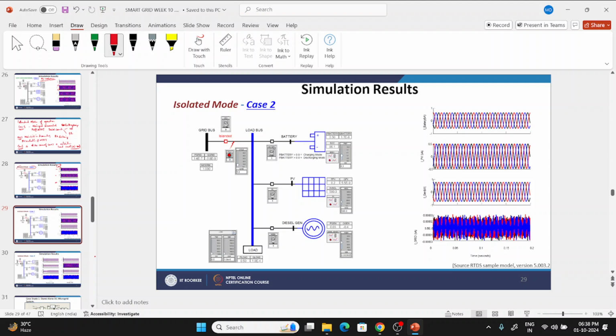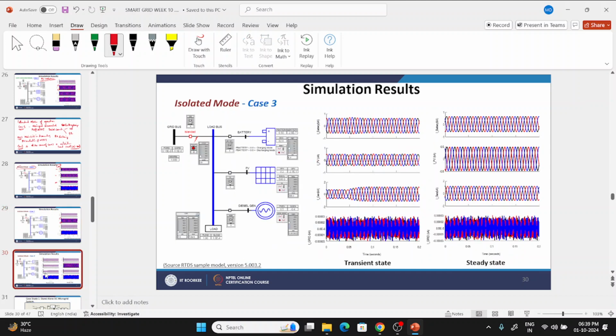Now in this case too, what happens is that the battery is discharging and the PV insolation level is this, so the PV output will get reduced. It reduced to a maximum value of 0.5.